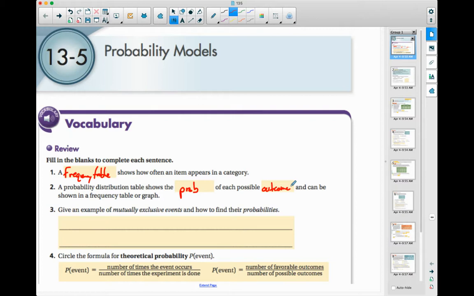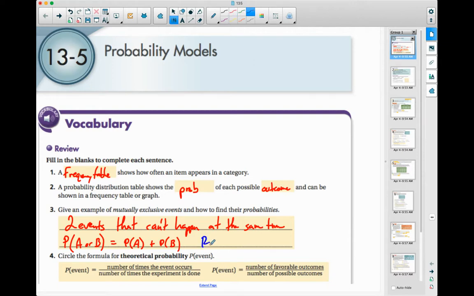Give an example of mutually exclusive events and how to find their probabilities. Two events that can't happen at the same time, right? So two events that can't happen at the same time. How we find that would be the probability of A or B, and remember, that's equal to the probability of A plus the probability of B. So an example of that would be what?